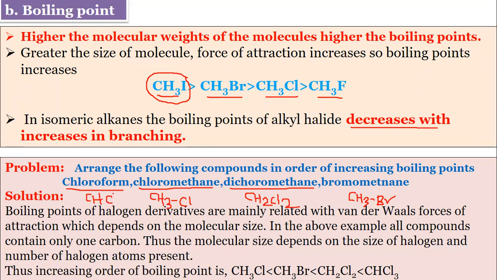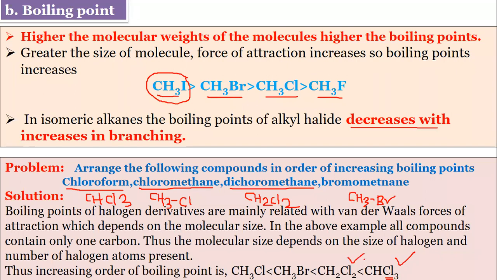CHCl3, chloroform. We have to arrange these in increasing order of boiling point. So there are 3 chlorines, only 1 chlorine, 2 chlorines. So the order is given here, CHCl3, because of the rule behind the boiling points: the higher the molecular weight, the higher the boiling point. 3 chlorine atoms are there. That's why this has the highest boiling point.